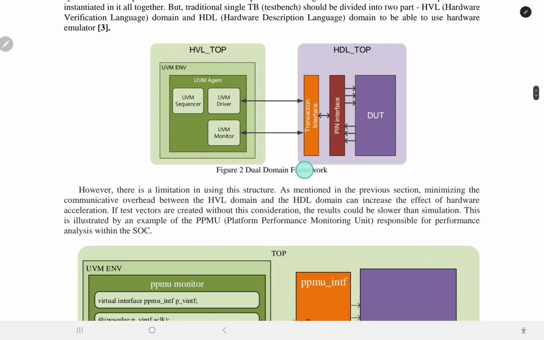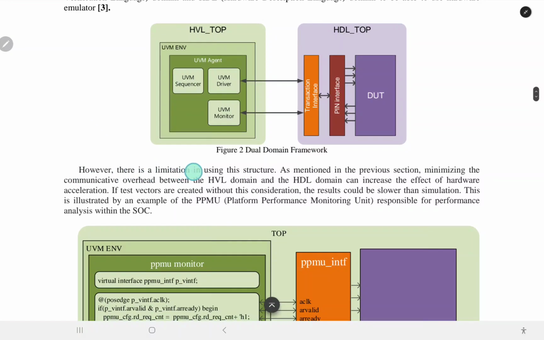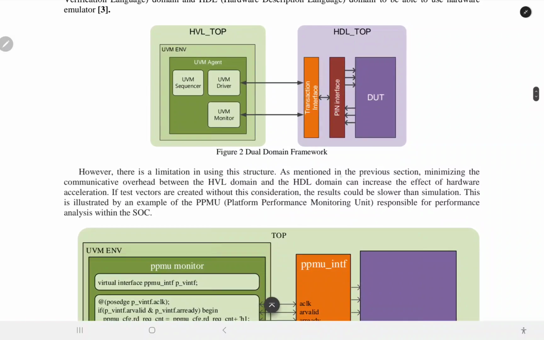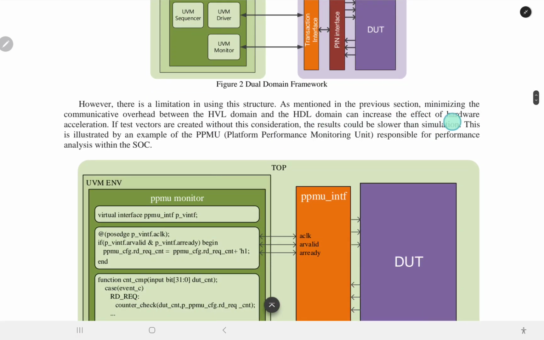Figure 2, Dual Domain Framework. However, there is a limitation in using this structure. As mentioned in the previous section, minimizing the communication overhead between the HDL domain and the HVL domain can increase the effect of the hardware acceleration. If the TB vectors are created without this consideration, the result could be slower than a simulation. This is illustrated by an example of the PPMU, Platform Performance Monitoring Unit, responsible for performance analysis within the SoC.